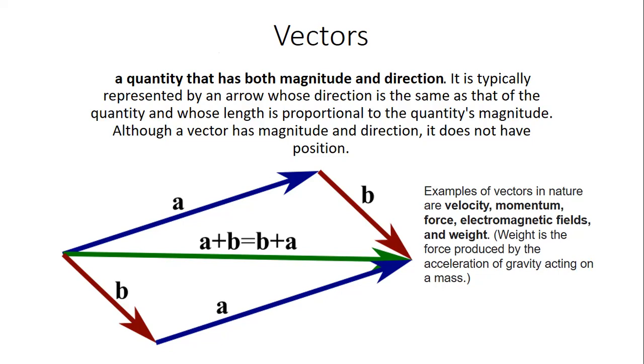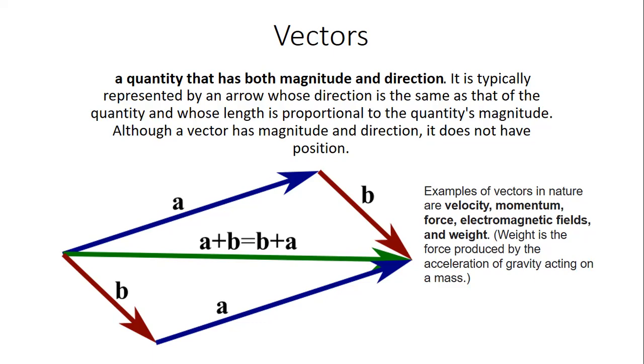Let me take that again. It is typically represented by an arrow whose direction is the same as that of the quantity and whose length is proportional to the quantity's magnitude. So if it is 3 cm or 3 meters, then it is the same proportionality as the quantity's magnitude. So although a vector has magnitude and direction, it does not have a position.